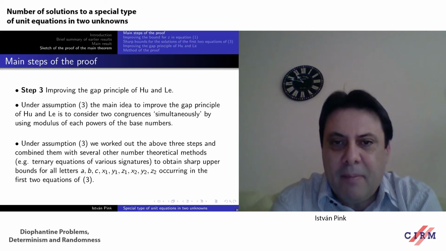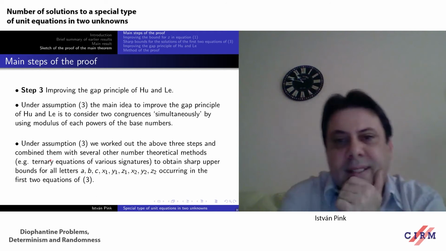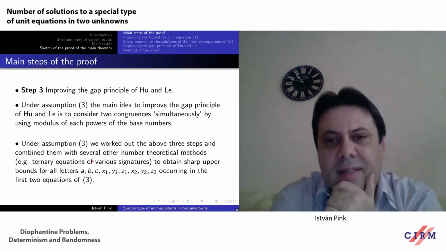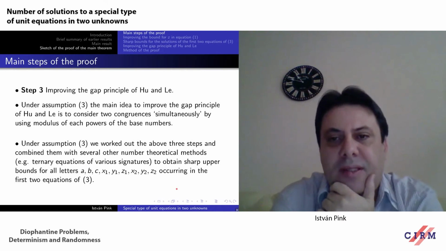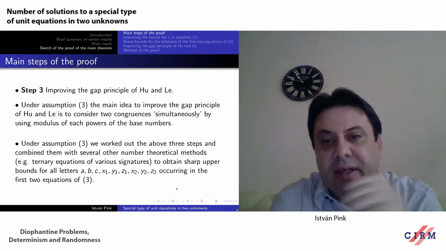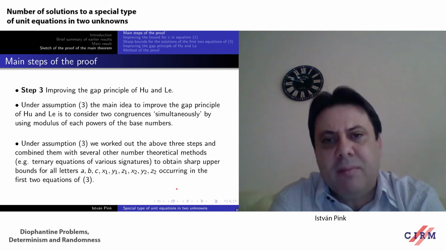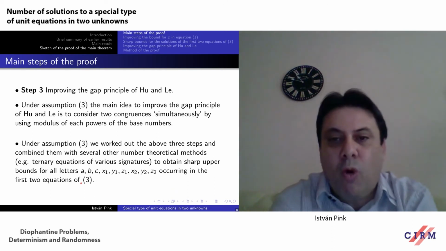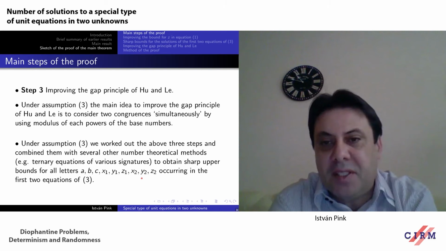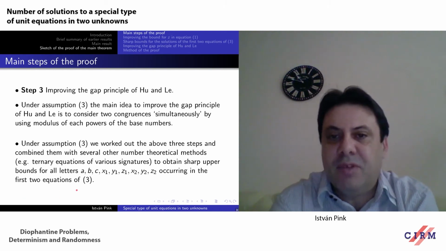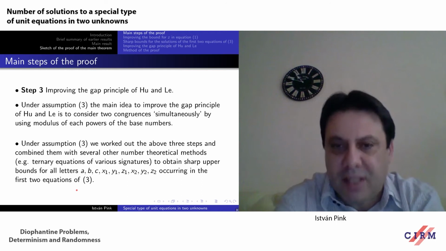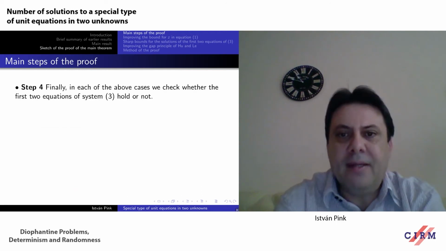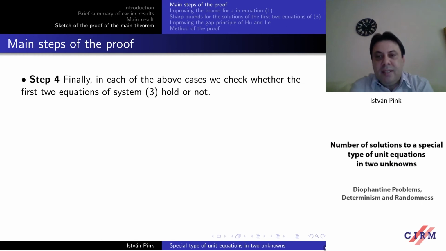And finally, we can say that under assumption 3, we worked out the above 3 steps and combined them with several other number theoretical methods, for example, some known results about ternary equations of various signatures, to obtain sharp upper bounds for all letters occurring in the first 2 equations of the system 3 under the assumption that we have 3 solutions. And finally, in each of the above cases, we checked whether the first 2 equations of the system 3 hold or not.